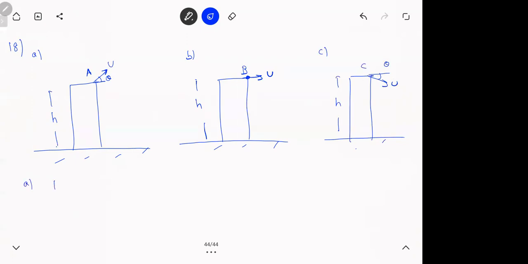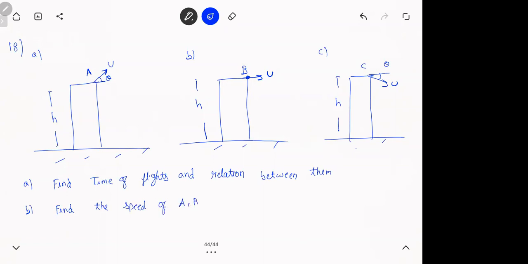Question is, find time of flight for all three, and the relation between them. Meaning, what is the relation between the time of flight of A, B, C? Third thing, find the speeds when they reach the ground. Find the speed of A, B, C when they reach. So when they hit the ground, with what speed will they hit? Get this thing? This is a good one. I'll give you 3-4 minutes.